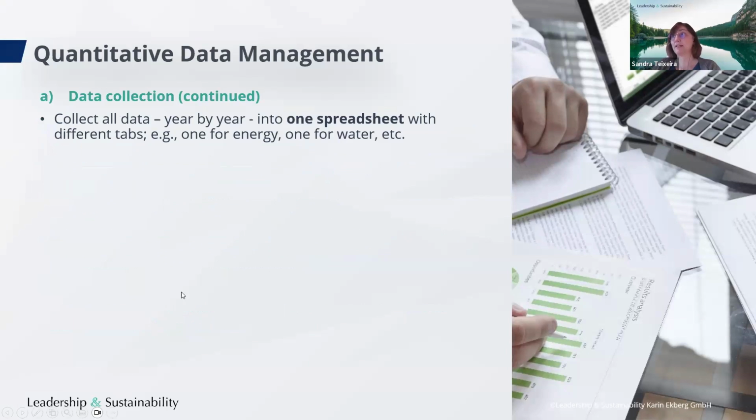Also collect all data year by year into one spreadsheet with different tabs, one for energy, one for water, etc. This will be very helpful for you to follow up your energy usage and compare year by year, these months with the same months in the previous year, or overall consumption with the overall consumption of the previous year, and give you better information on where you stand, if you have improved or if you have increased or decreased your water or energy consumption, and try to understand why, and which actions you need to take in order to set goals and targets for your energy sustainability and reduction plan.